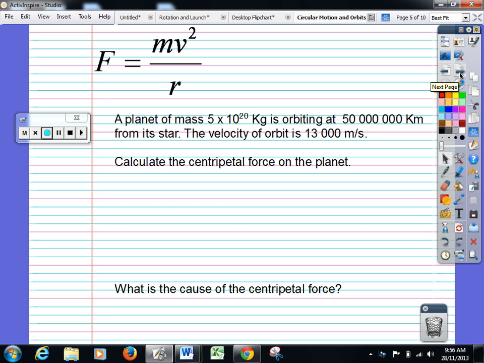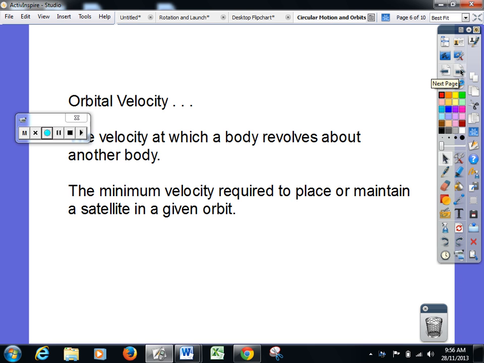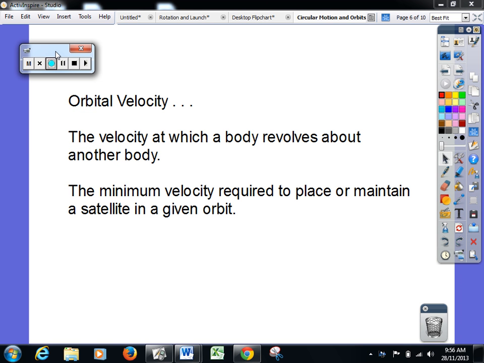Here's one where you're calculating different things with kilometres. I'm going to move across that. So we move on now to orbital velocity, because once we understand circular motion and centripetal force, orbital velocity becomes quite straightforward. Defining it, the definition of orbital velocity: the velocity at which a body revolves, turns, rotates around another body. Okay. And secondly, it is also the minimum velocity required for it to maintain an orbit.